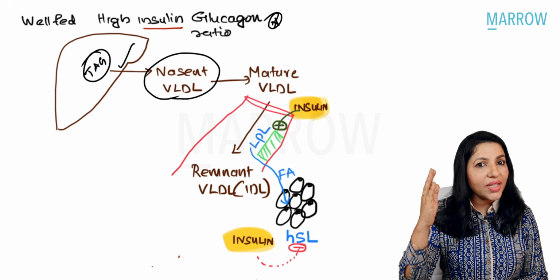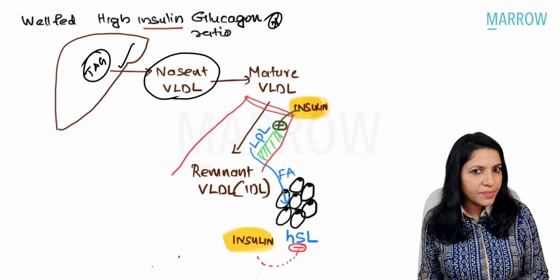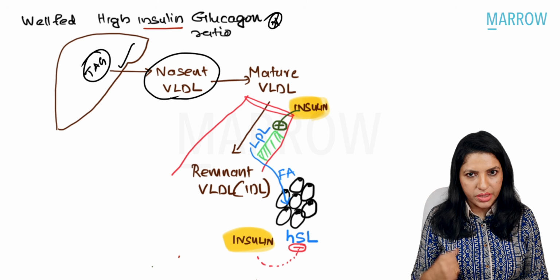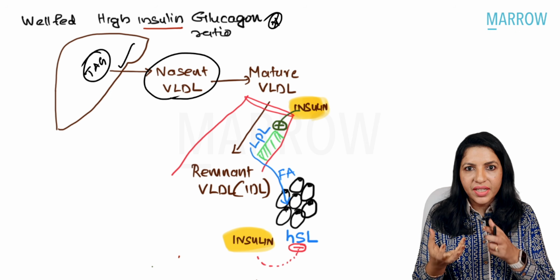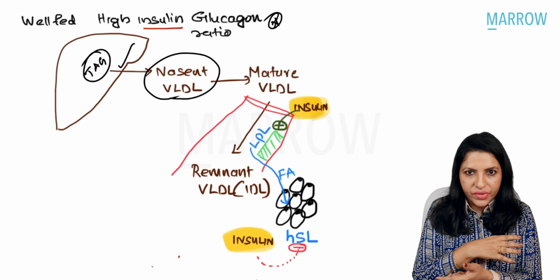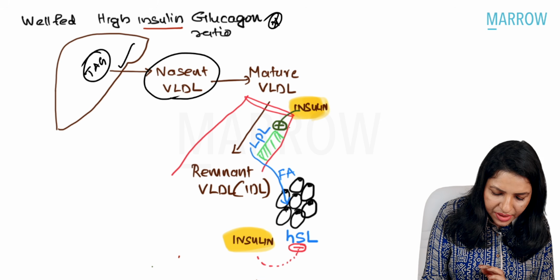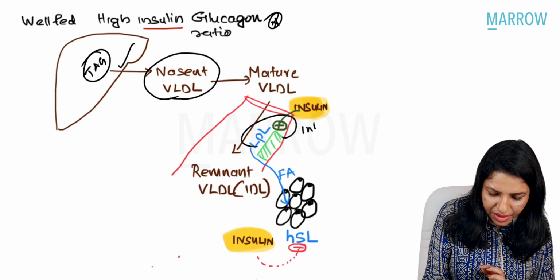Okay. So in diabetes mellitus, what happens? Either insulin deficiency or insulin resistance. So what will happen? The reverse of these things will happen. That means the lipoprotein lipase is inhibited.